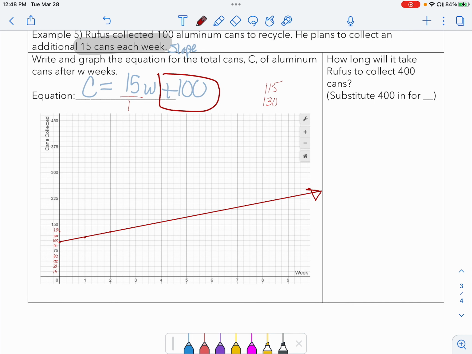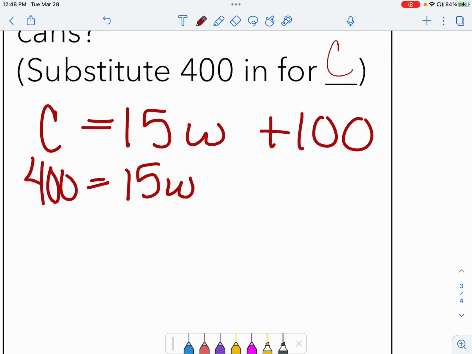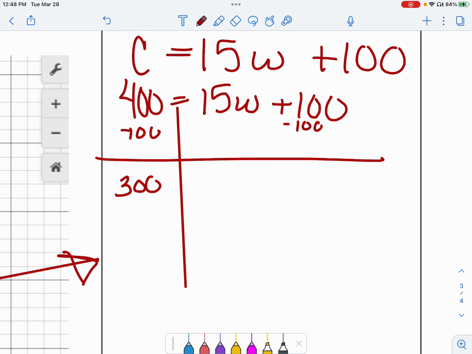How long will it take him to collect 400 cans? So 400 goes in for the C value, the cans. So I'm going to write C equals 15W plus 100. But when I zoom in here, I'm going to take away my C and make it into 400. All right, now what I'm going to do is solve for W, which means I need to do minus 100 to get 300. And then I'm going to need to divide by 15.